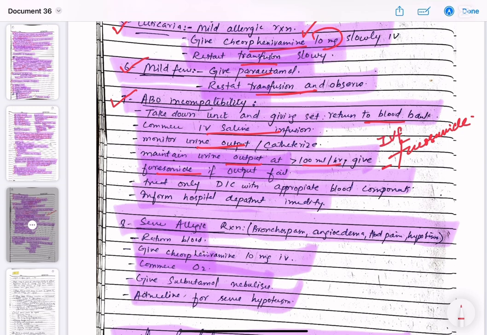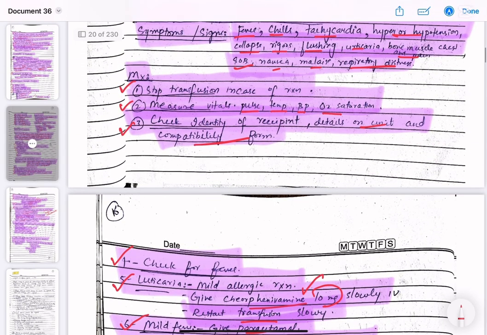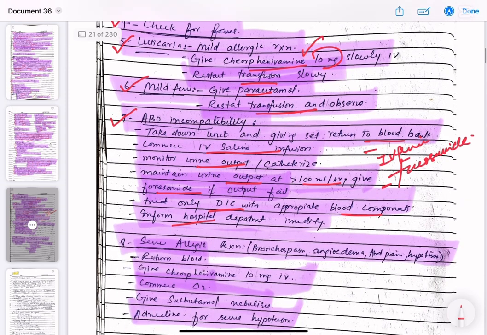Treat only DIC with appropriate blood components and inform the hospital department. If it is a mild allergic reaction, then you will give paracetamol and you will start the transfusion again. But if it is ABO incompatibility, then you have to stop the transfusion, return it to the blood bank, give an anti-allergic agent to the patient, and intravenous saline infusion is done. And if DIC is there, then treat the DIC.